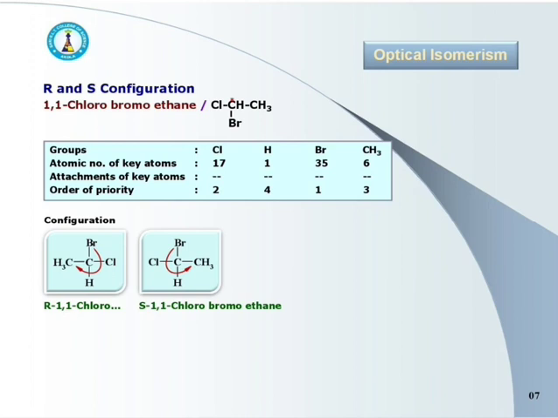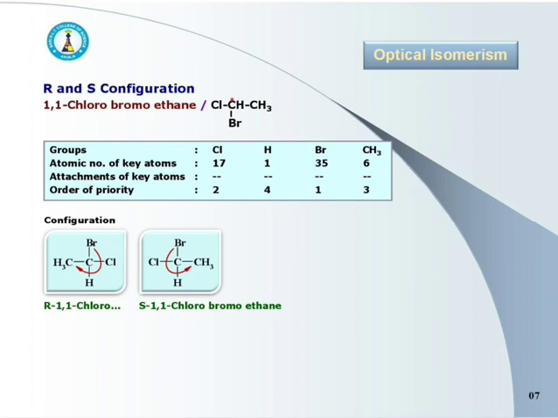Their atomic numbers are, for chlorine 17, for hydrogen 1, for bromine 35, and for carbon 6. Key atoms of all groups have different atomic numbers, so there is no need to see the attachments. Here the order of priority is first Br, second Cl, third carbon, and fourth hydrogen. See the structures. The lowest priority group, hydrogen, is at the bottom position.